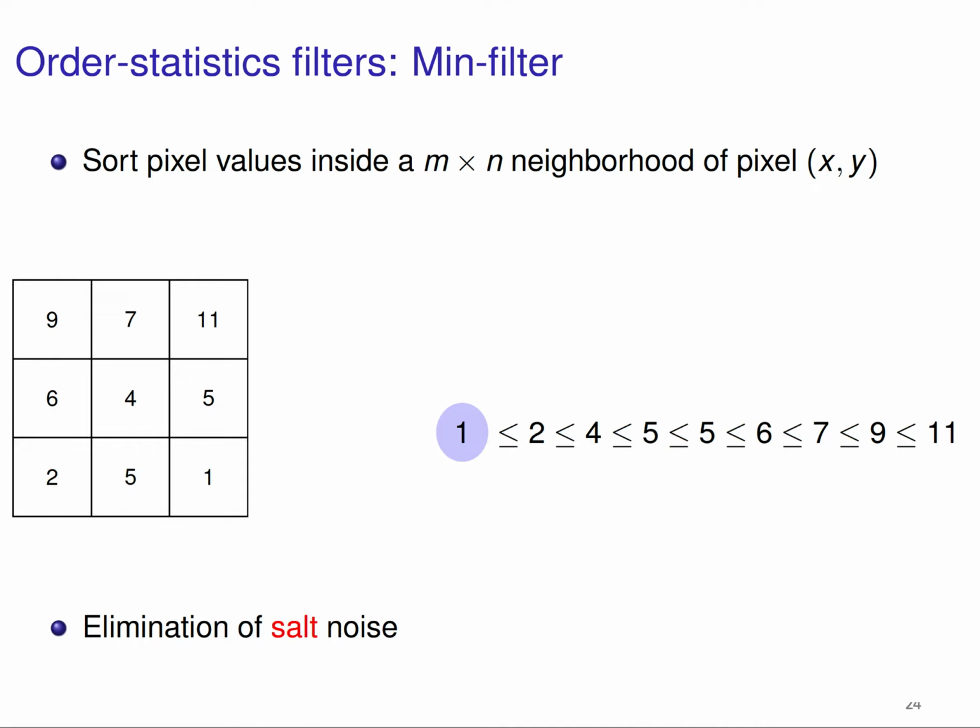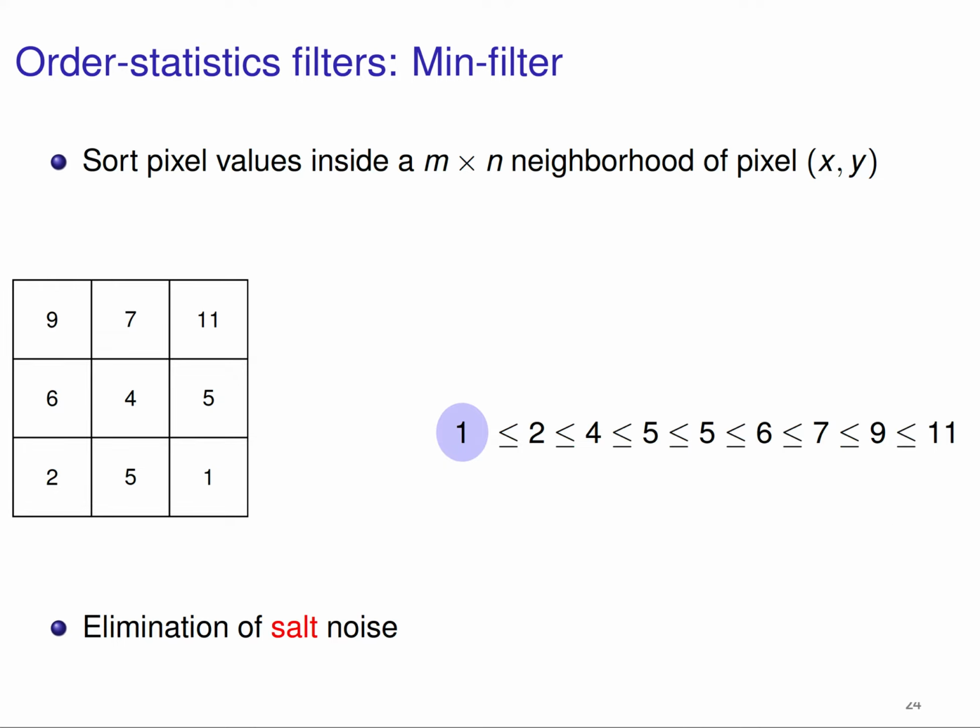The first thing we look at, after sorting the pixel values and ranking them, is using the minimum value. The minimum value is going to be the darkest point in the grayscale, depending on your image. So 1 here is the darkest value, and I would like to replace 4 with 1, the darkest value. We call this the min filter: I replace the center pixel with the minimum value from the ascending ranking.